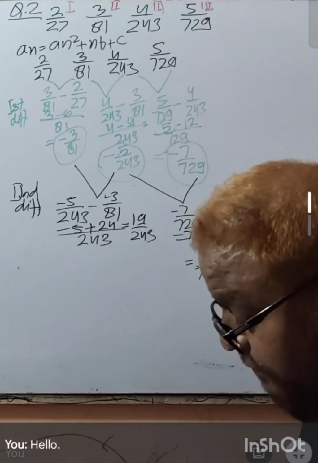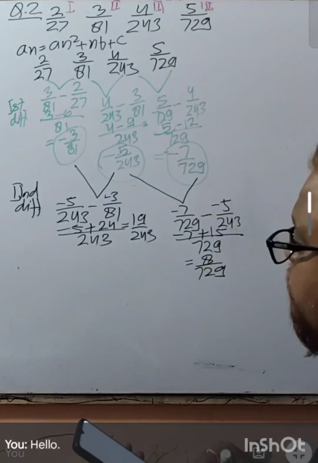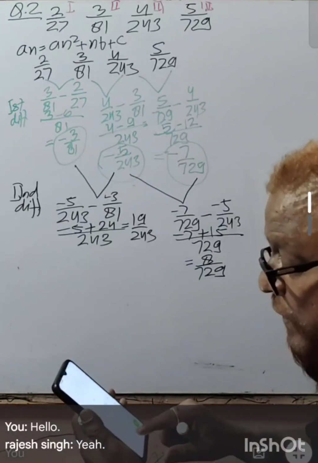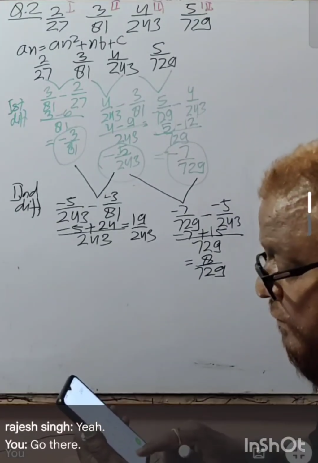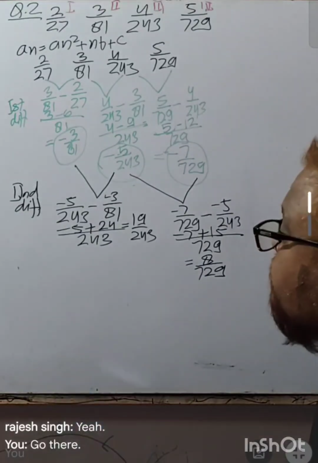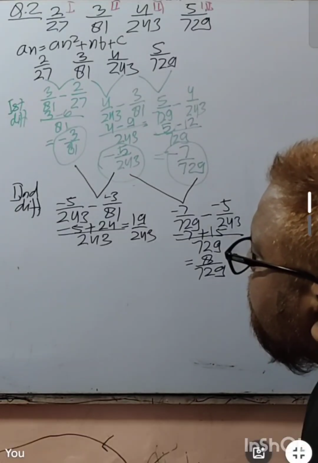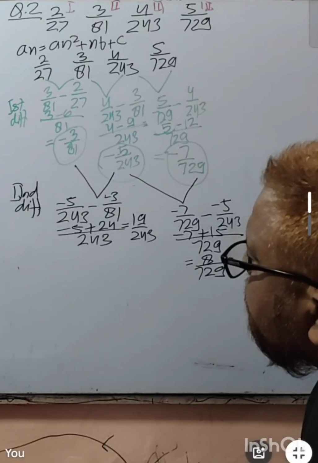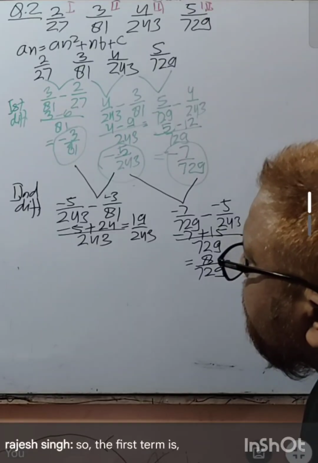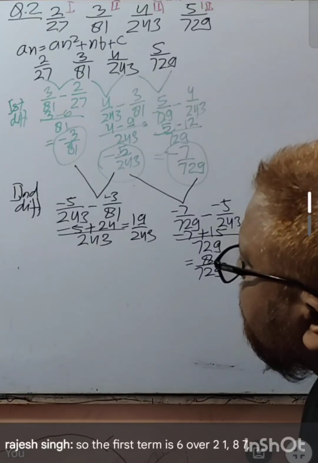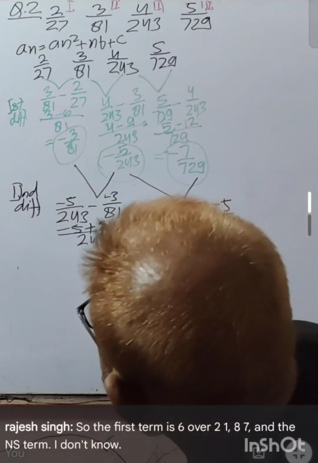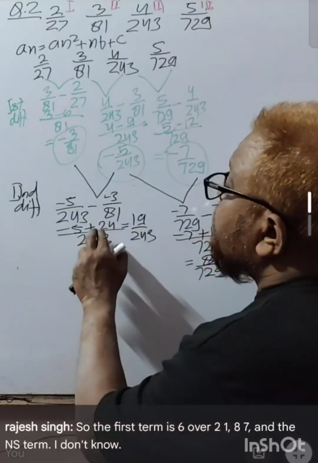Hello. Yeah, you're there? So the fifth term is 6 over 2187, and the nth term, I don't know. No.